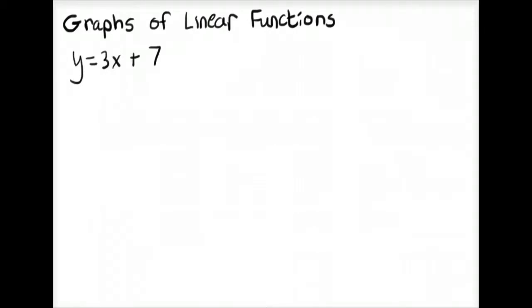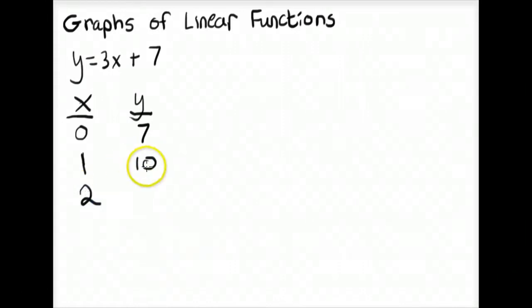So to start, we're going to have the graph y equals 3x plus 7. We're going to start off by making a table of values x and y, and we're going to plug in different values of x and see what values of y we get. If we plug in x equals 0, we get 7. If we plug in x equals 1, we get 3 plus 7, which is 10. For x equals 2, we get 6 plus 7, which is 13. And if we plug in 3, we get 9 plus 7, which is 16.